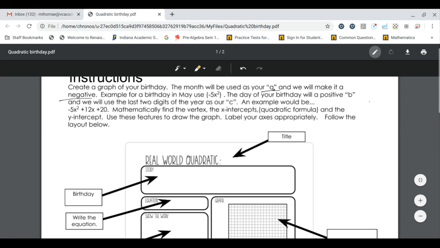So that means you were born in May on the 12th in 2020, which no one is, right? At least not in my class. But that's an example. Please make sure your A is negative.